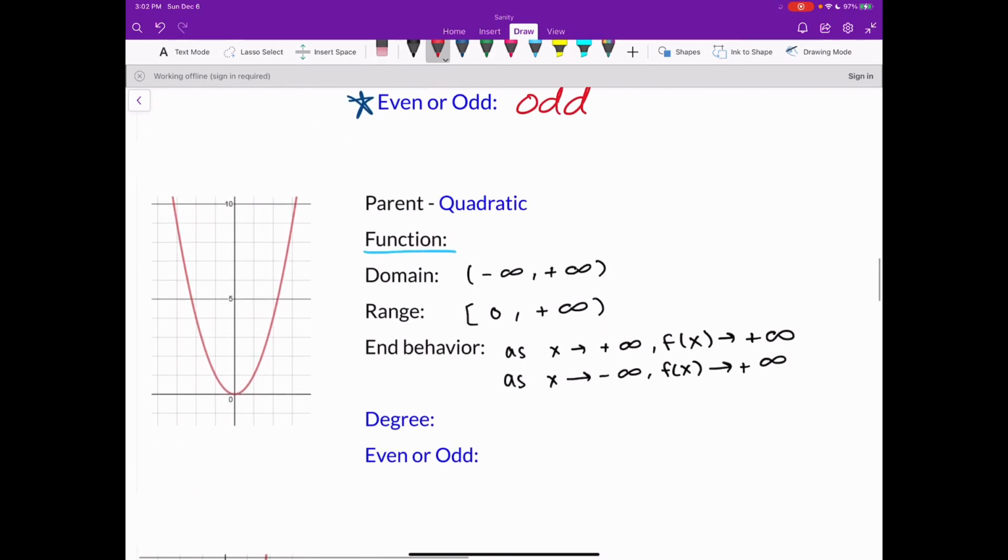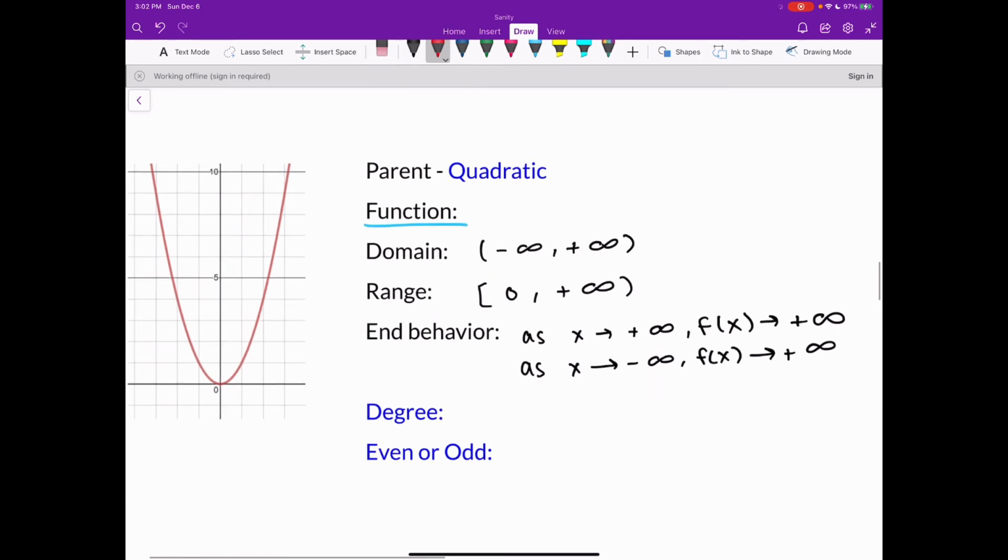Let's kick it up a degree. So what about the quadratic? Again, we've talked about these before. You know that the quadratic function f of x equals x squared. You could have different quadratic functions like 3x squared or x squared plus 5. But again, we're just focusing on the parent functions, the most basic version of these.